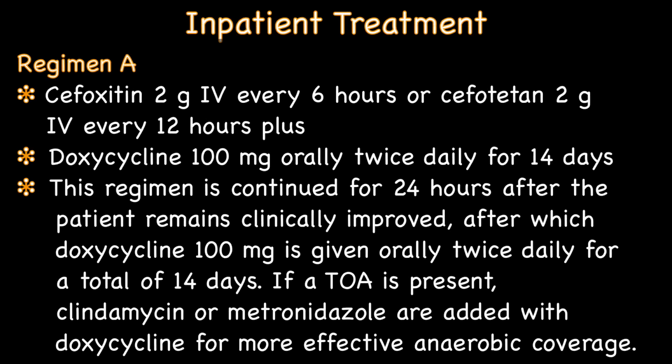For inpatient treatment also, the CDC lists two currently accepted treatment regimens, again labeled as A and B. Regimen A consists of the following: cefoxitin 2 grams intravenously every 6 hours or cefotetan 2 grams intravenously every 12 hours plus doxycycline 100 mg orally or intravenously every 12 hours. This regimen is continued for 24 hours after the patient remains clinically improved, after which doxycycline 100 mg is given orally twice daily for a total of 14 days. If a tubo-ovarian abscess is present, clindamycin or metronidazole are added along with doxycycline for more effective anaerobic coverage.